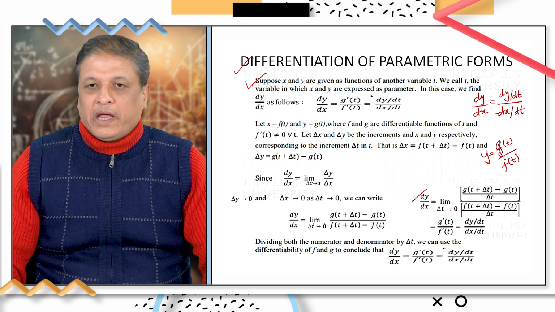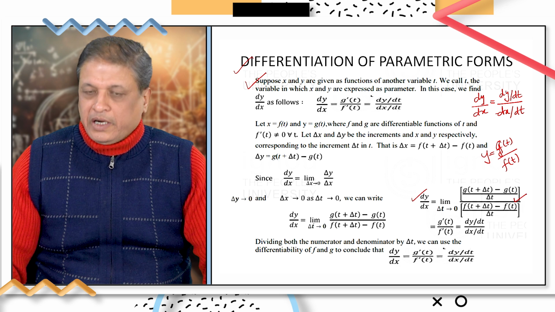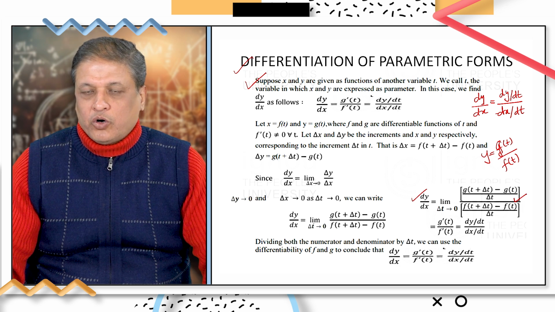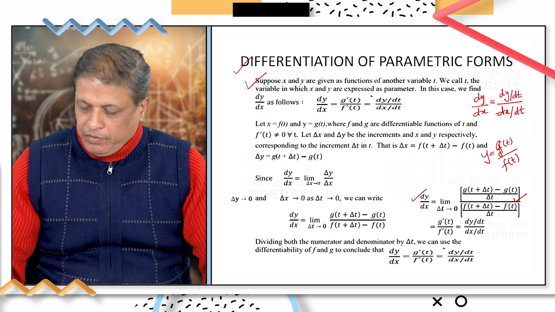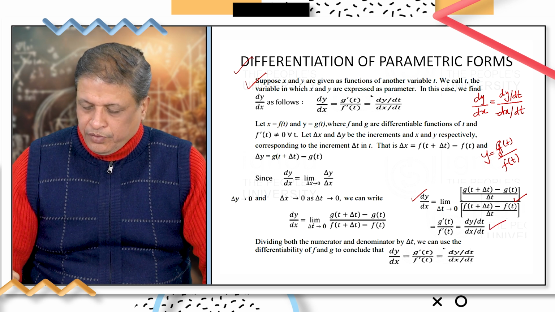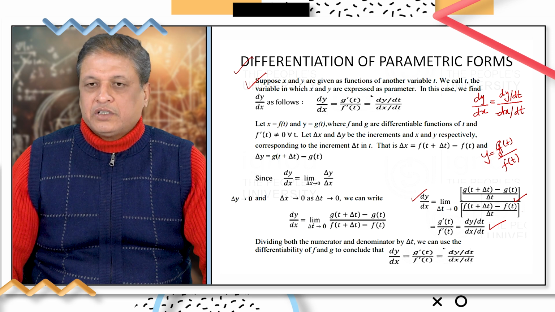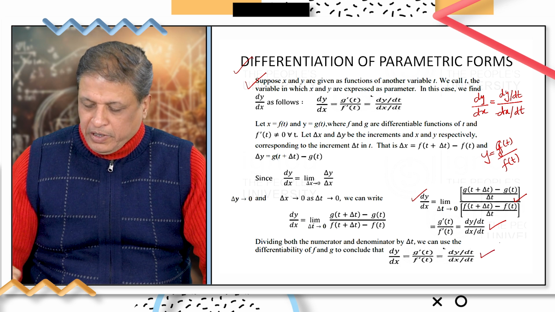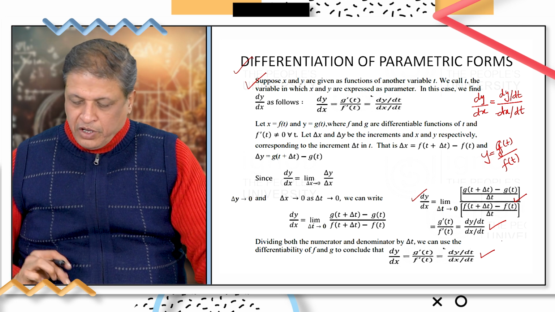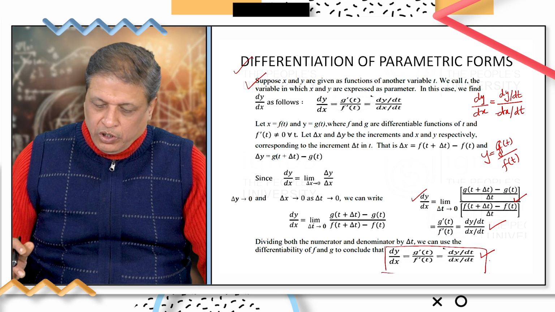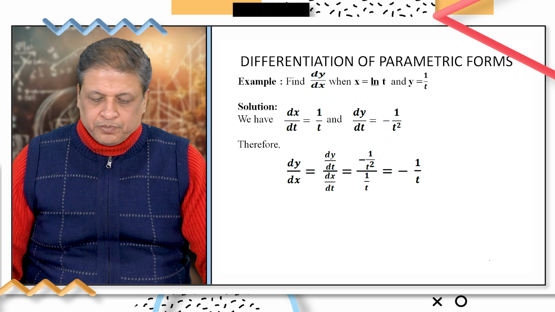Then by applying the fundamental theorem, that is limit delta x tends to 0, f(x plus delta x) minus f(x) upon delta x is nothing but dy by dx, you can come to the solution that dy by dx is equivalent to dy by dt divided by dx by dt, where t is the parameter. We are just going to apply this formula to solve the problems.